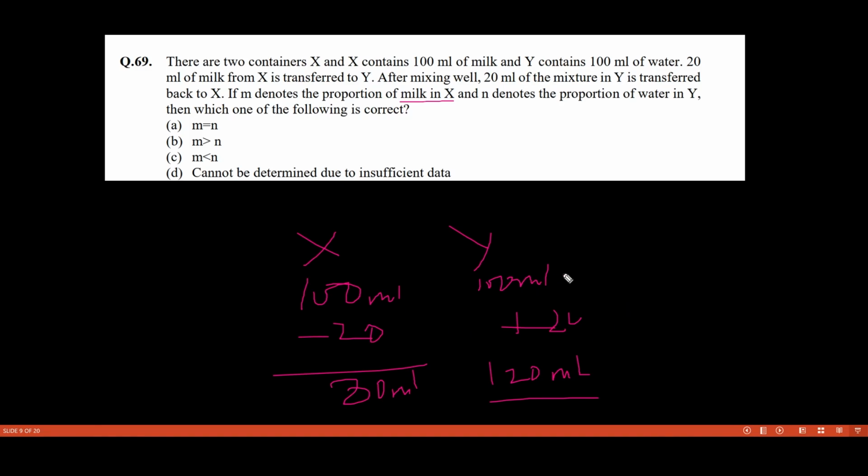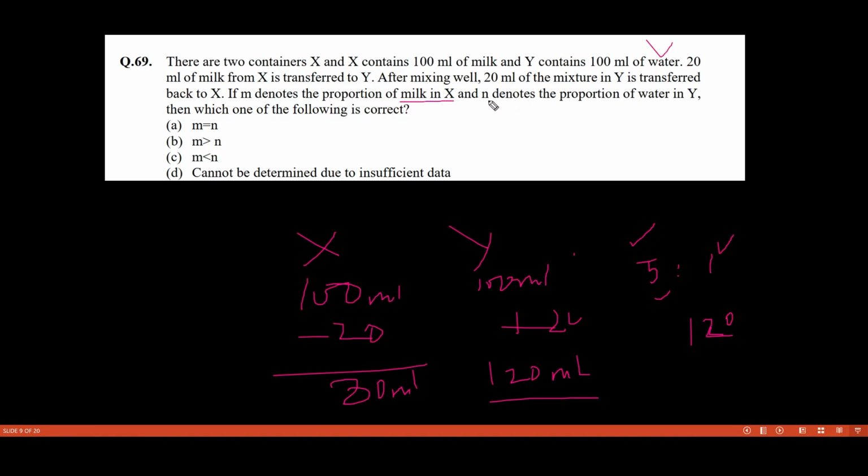So the ratio of water to milk here is how much? 5:1. In 120 milliliter we have 5 parts of what? Water. Y contains water. So we have 5 parts of water and 1 part of milk. So in 120 milliliter, how much milk are you going to have? That is 20 milliliter.